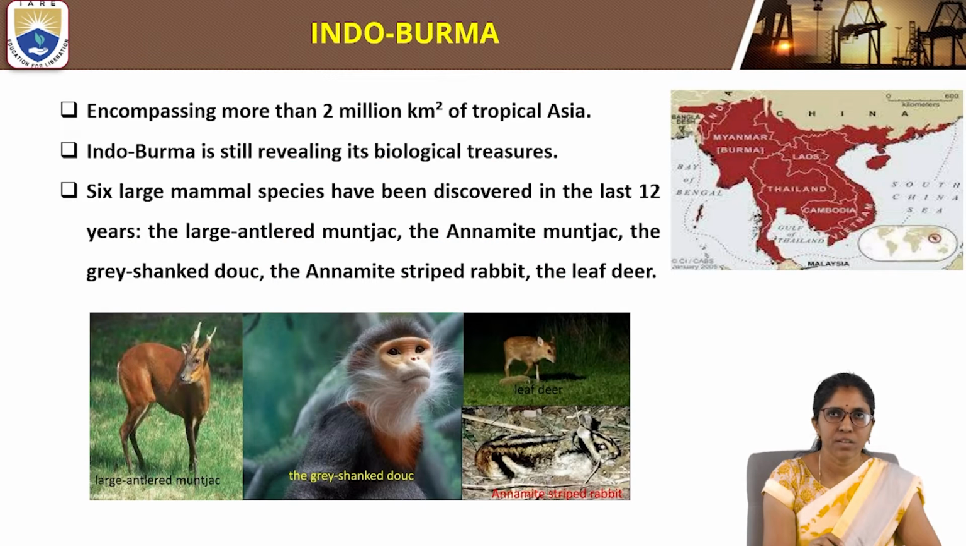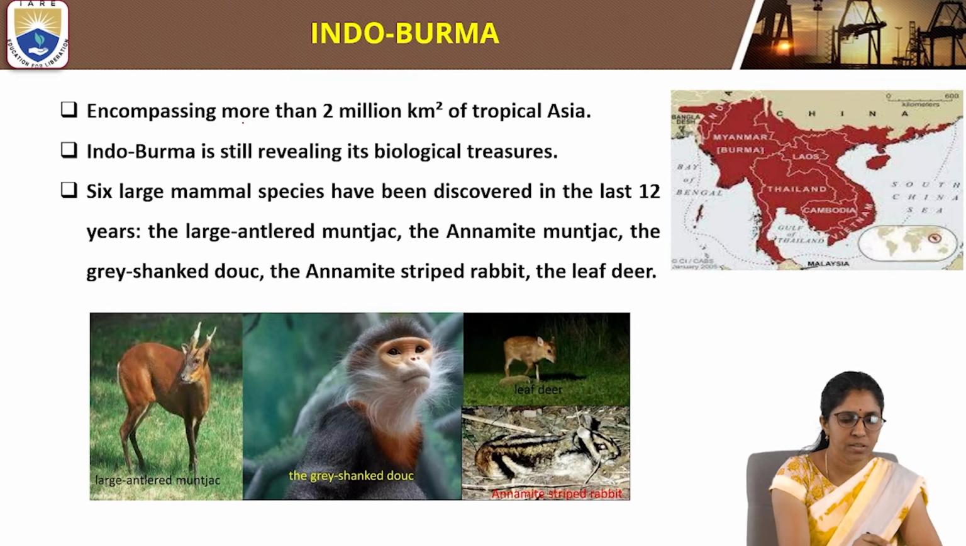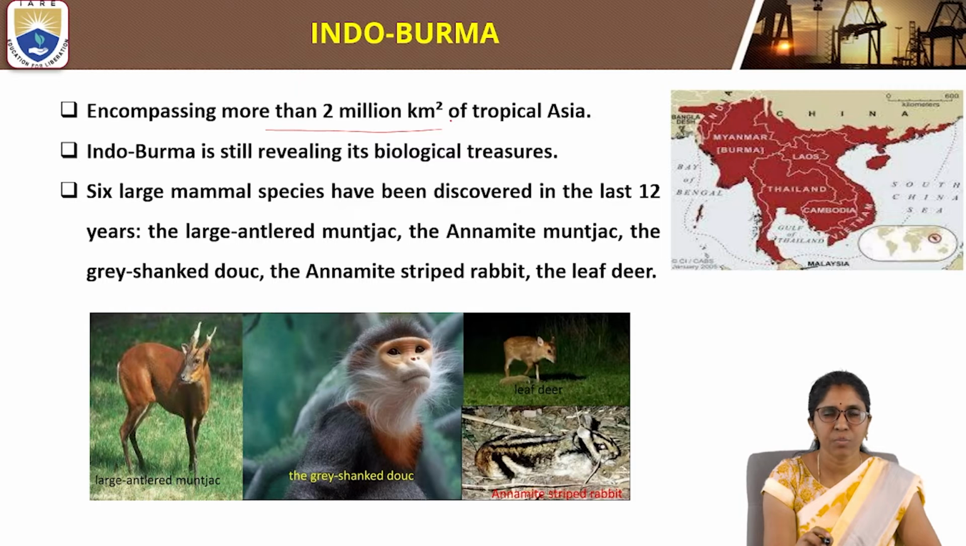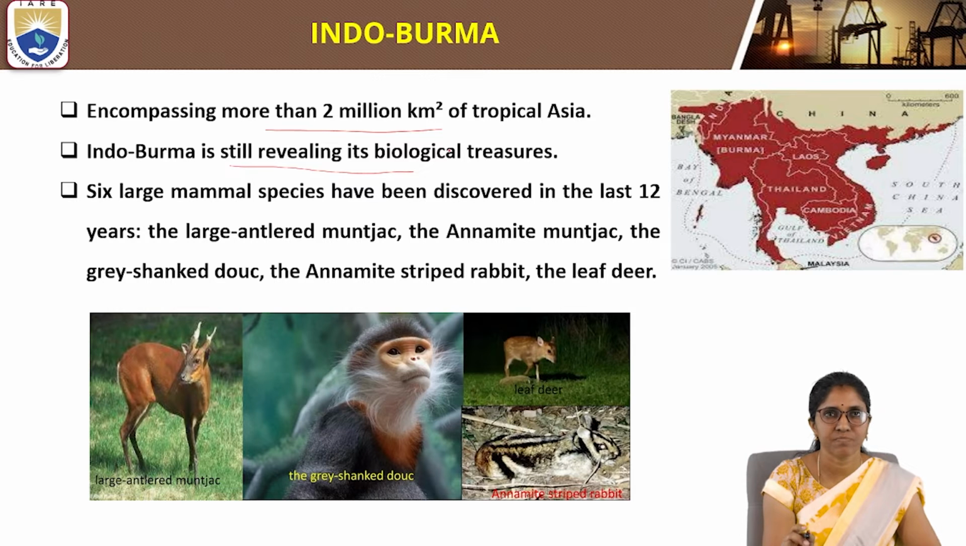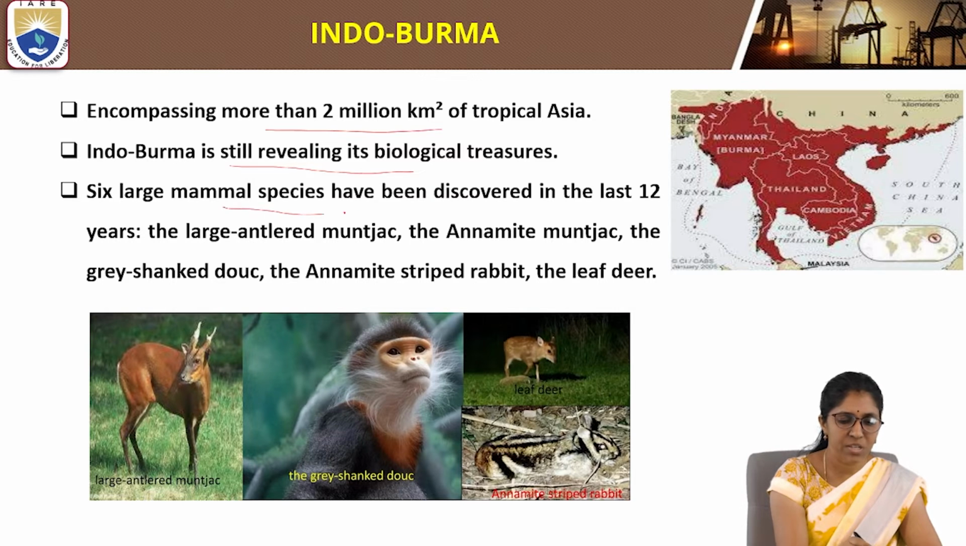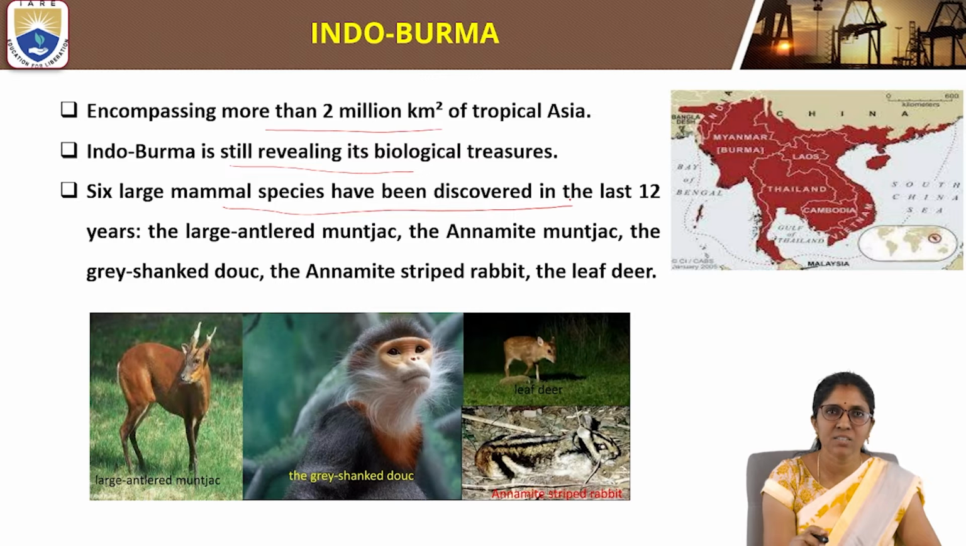The next hotspot is Indo-Burma, encompassing more than 2 million square kilometers of tropical Asia. Indo-Burma is still revealing its biological treasures. Six large mammal species have been discovered in the last 12 years.